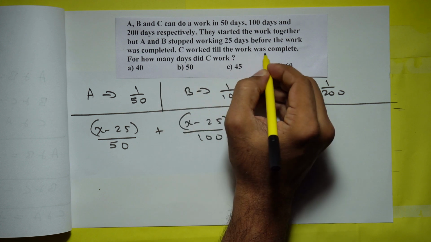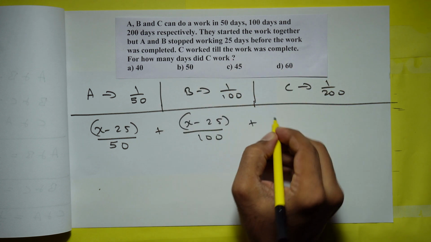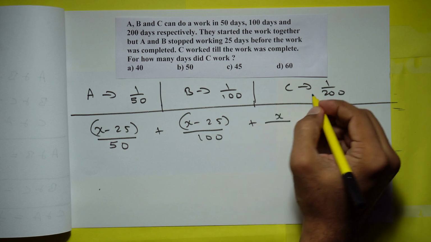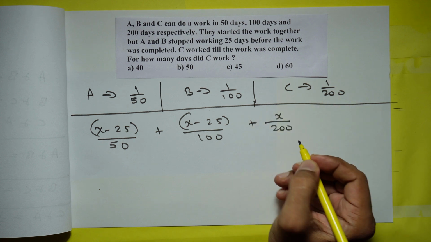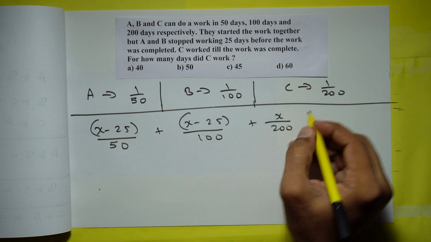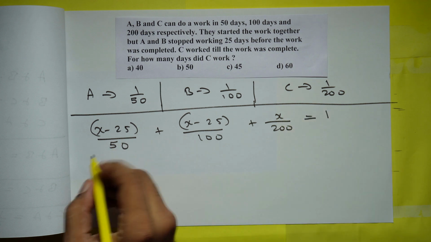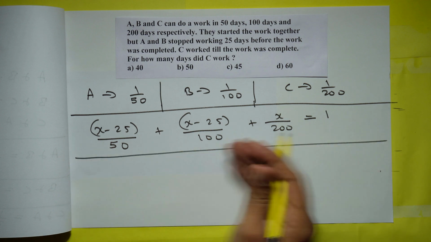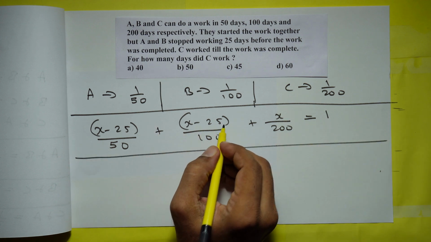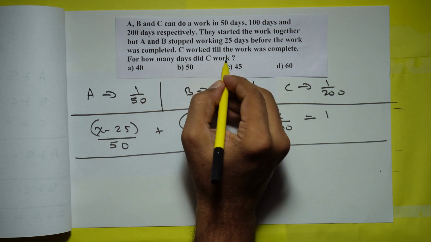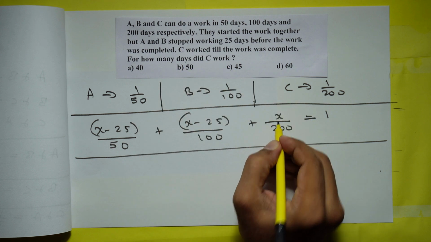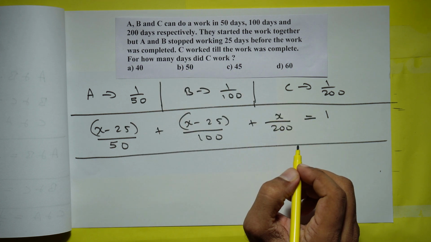C worked till the work was completed. So C worked for the full X days, and every day 1 by 200th of the work will be done. Like this, in X days the whole work 1 was done. So we just need to solve this equation and calculate the value of X. For how many days did C work? C worked for X days. We just need to calculate the value of X.